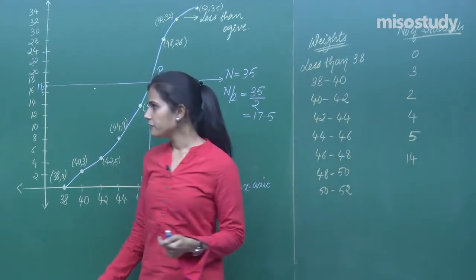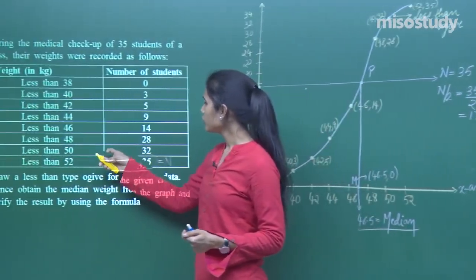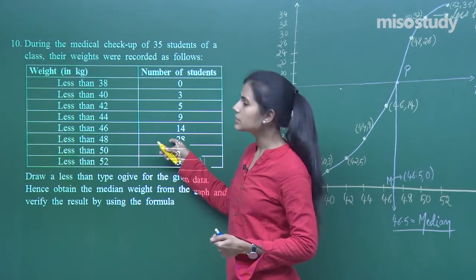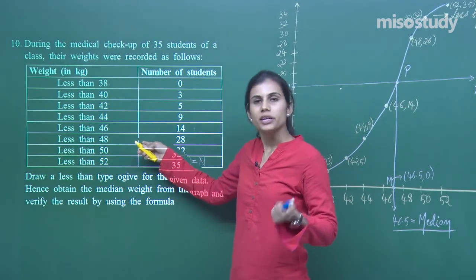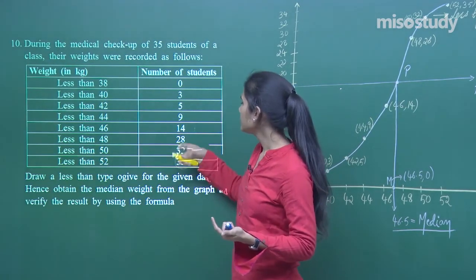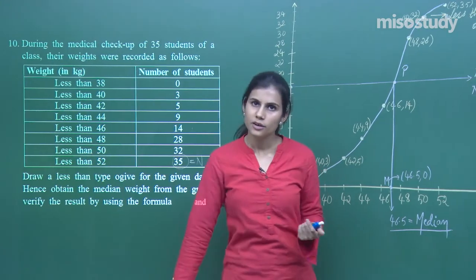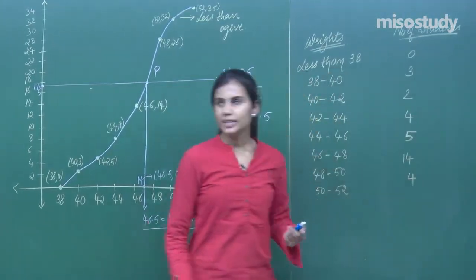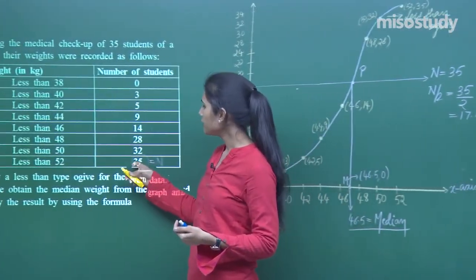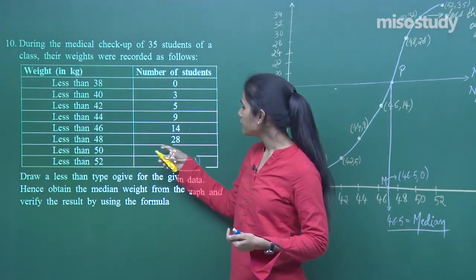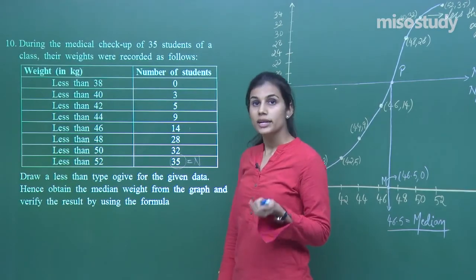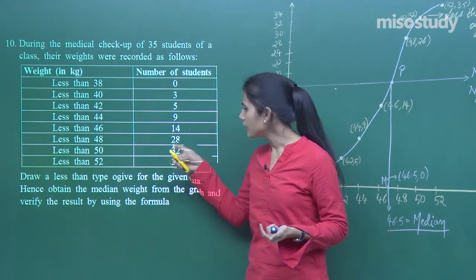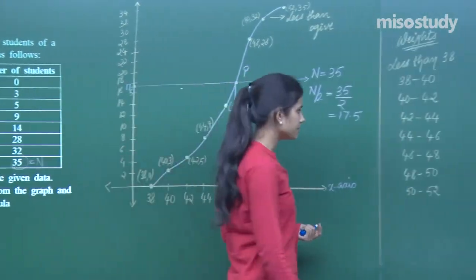From 48 to 50, less than 50 is the weight of 32 students, out of which 28 students' weight is less than 48. So greater than 48, less than 50 is 32 minus 28, 4. 50 to 52, less than 52, 35 students, less than 50, 32 students. So greater than 50, less than 52 is 35 minus 32, which is 3.